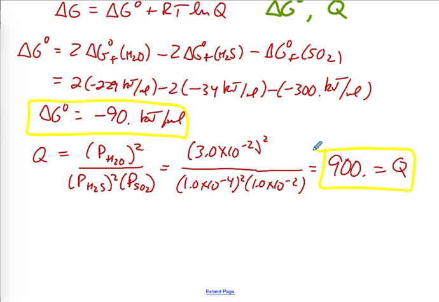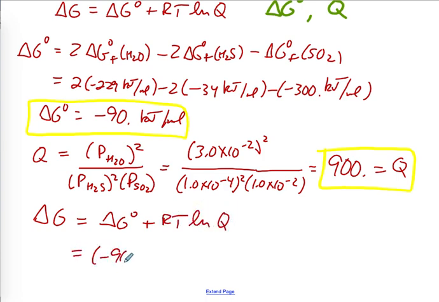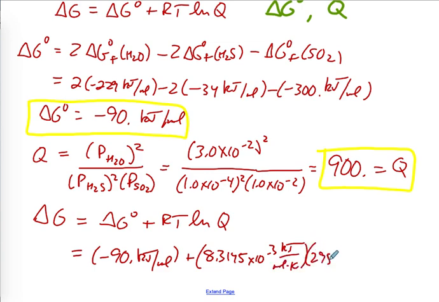So now I can plug into the equation. I'll write it down again for reference. Delta G equals delta G naught plus RT times the natural log of Q. This is equal to negative 90 kilojoules per mole plus R, which is 8.3145 times 10 to the negative third kilojoules per mole Kelvin, times our temperature of 298 Kelvin, times the natural log of Q, 900.